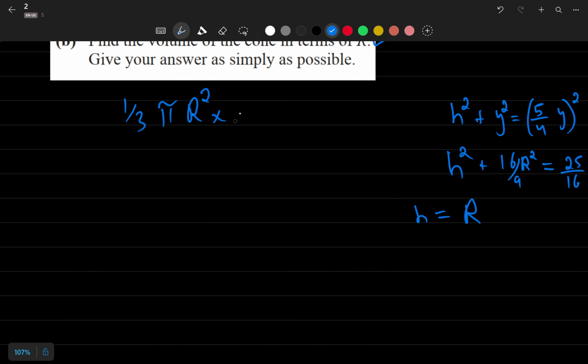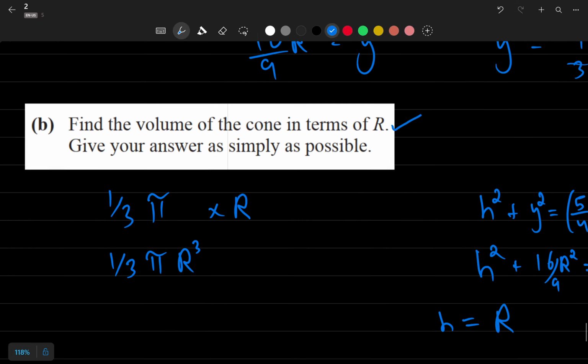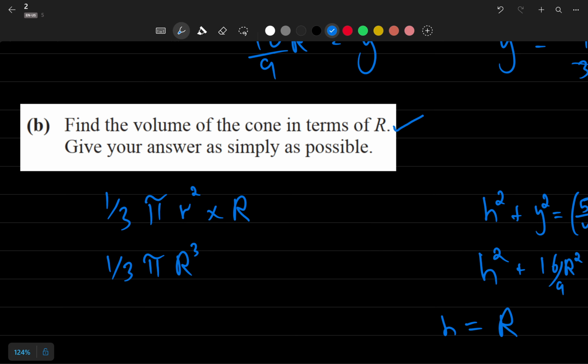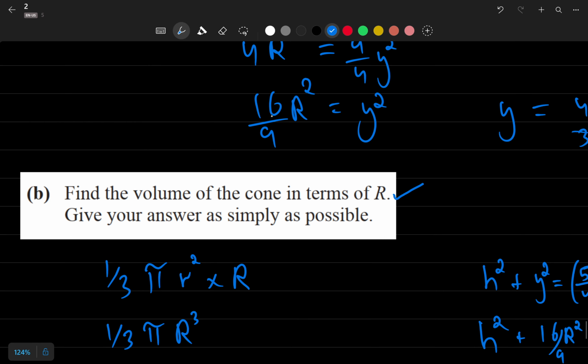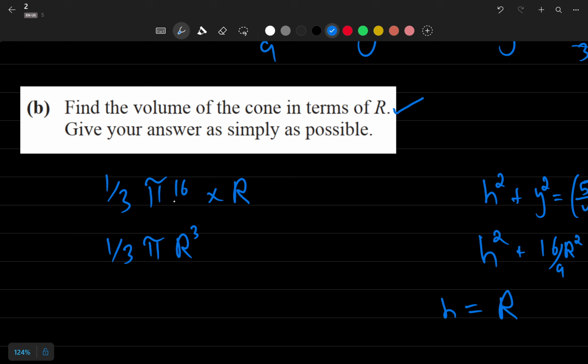Now you know that h is also r. So 1 by 3 pi r cube. This is your final answer for this. You have to put 16 by 9 with r square, not only r square, because you have to put the radius over here, and radius is equal to 4 by 3. This is radius square, and radius is in terms of y, and y square is equal to 16 by 9 r square. So it will be 16 by 9 r square.